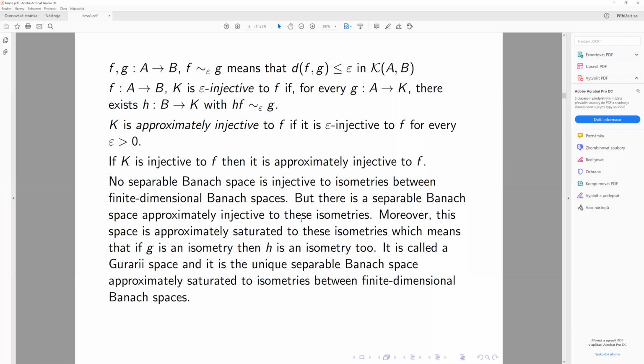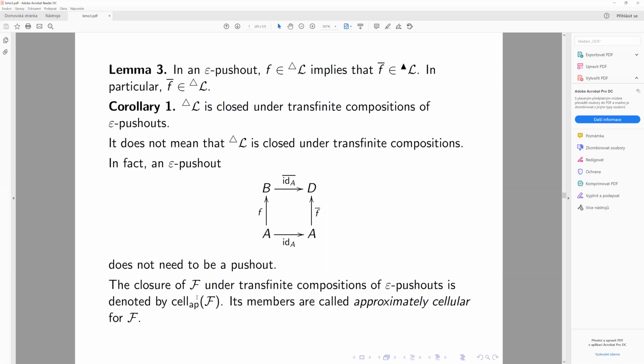And now just terminology. So one has this class F, and I close it under those transfinite compositions of epsilon pushouts. Of course, epsilon is a variable here, and I denote it as approximate cellular morphisms. So in some sense, you have a class of morphisms. You take objects which are approximately injective to them. You take back those morphisms which are such that these objects are approximately injective to those morphisms. So this is a kind of a theory. You take all consequences of F, and then one gets these approximately cellular morphisms.